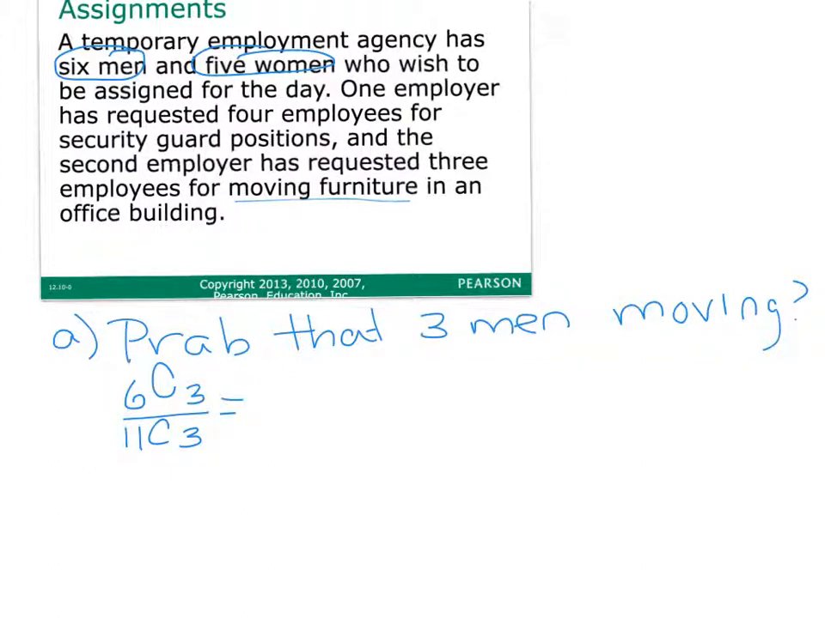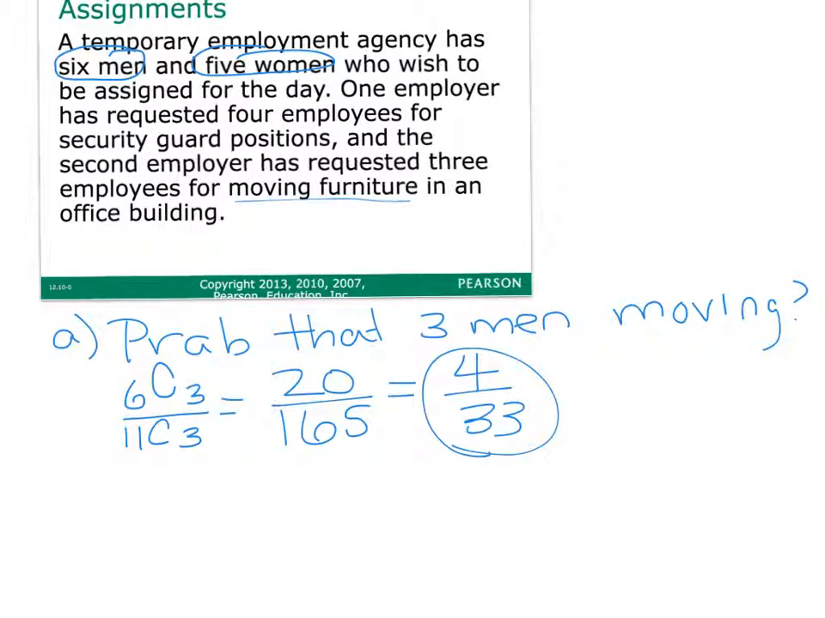And again, I would use my calculator. 6 combination 3 is 20, and 11 combination 3 is 165. And then I would reduce that fraction. That'll reduce to be 4 out of 33.